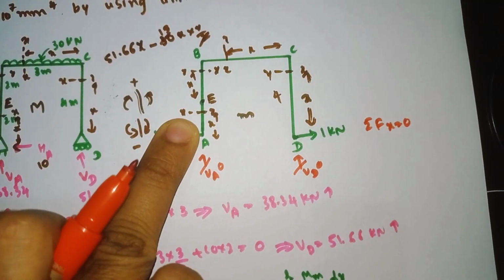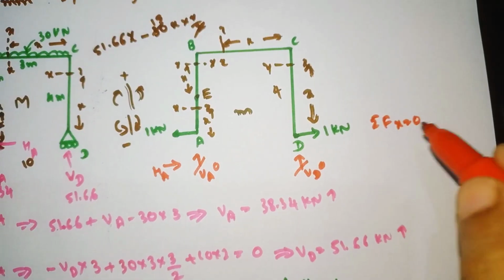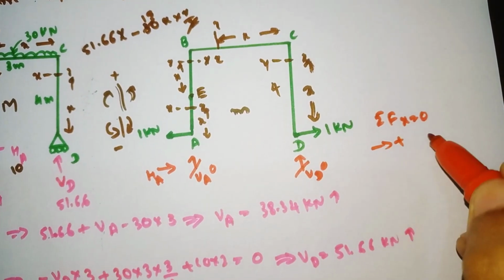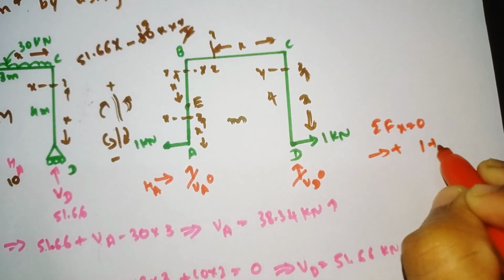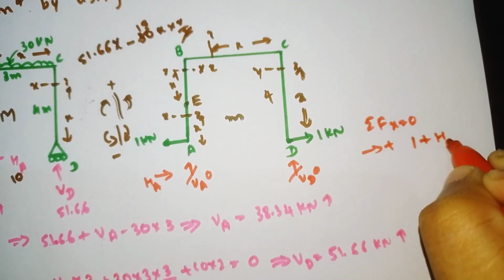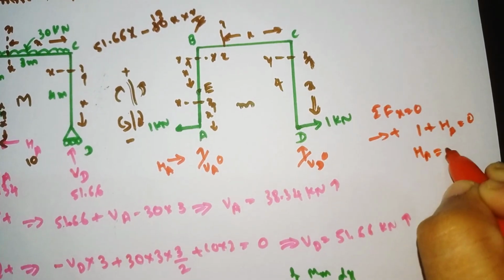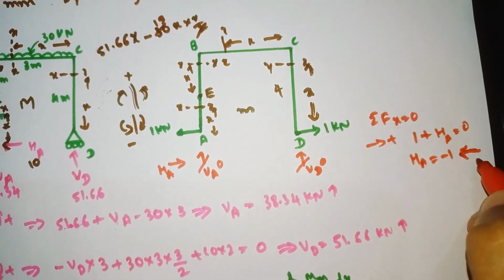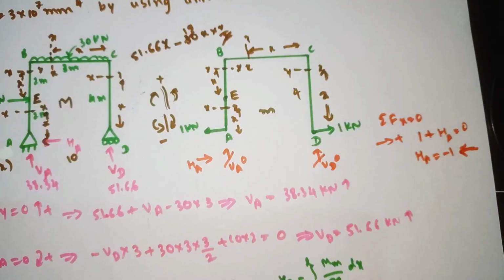Before finding this, we have only one applied 1 kilonewton unit load, and we take this direction as positive. So 1 kilonewton is moving positive, 1 plus, and here our HA is also moving positive. So summation is equal to 0, and our HA becomes minus 1. Minus 1 means the direction will be like this. That's why I have taken HA as minus 1 kilonewton.